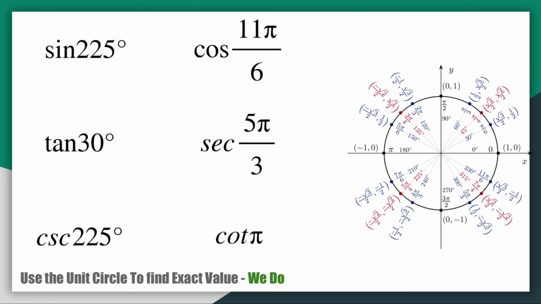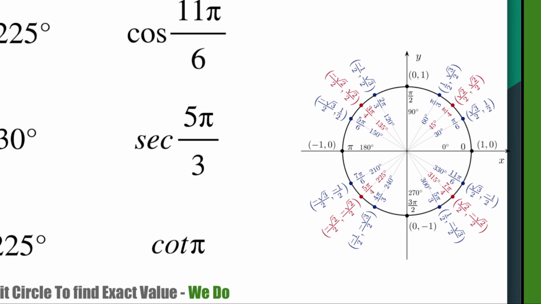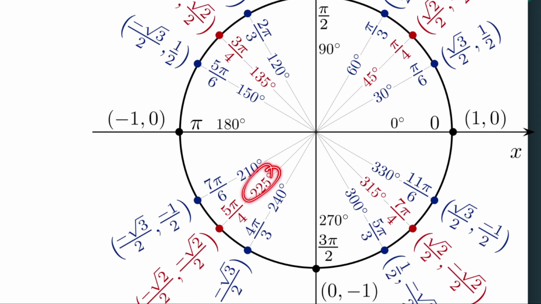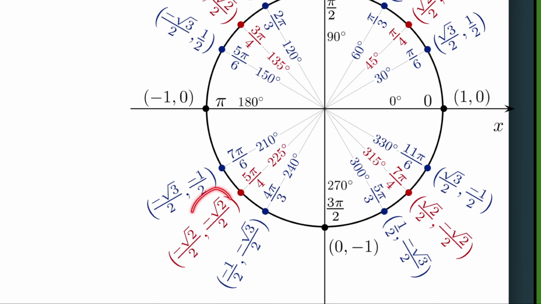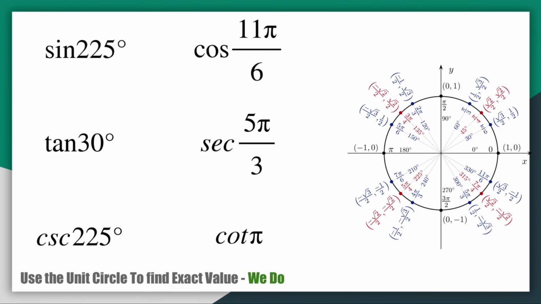So I remember a couple things here. I'm going to reference my stuff. Sine is the same thing as y. As you're probably figuring out, this page right here is super important to have down. So if sine is the same thing as y, I go to 225 degrees and look at my y value. It's negative square root of 2 over 2. So boom, negative square root of 2 over 2 is the answer.